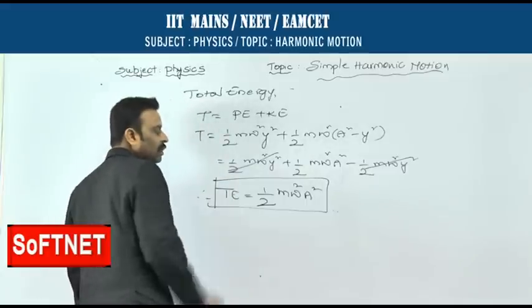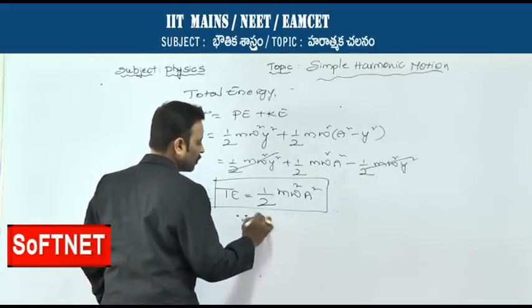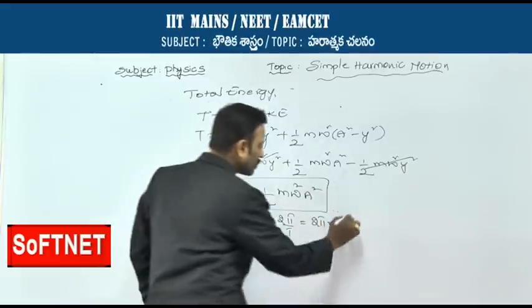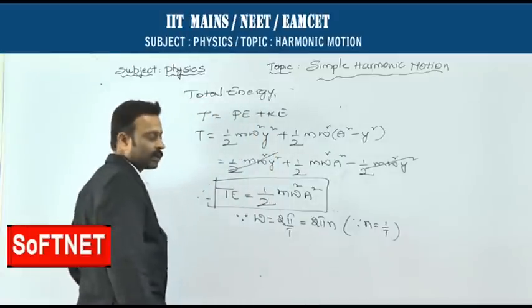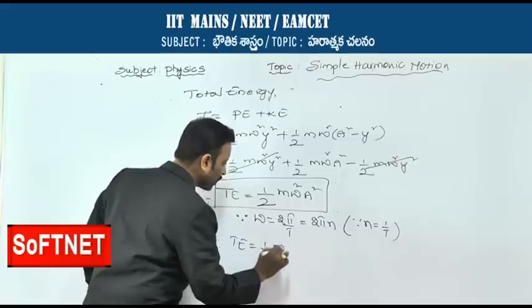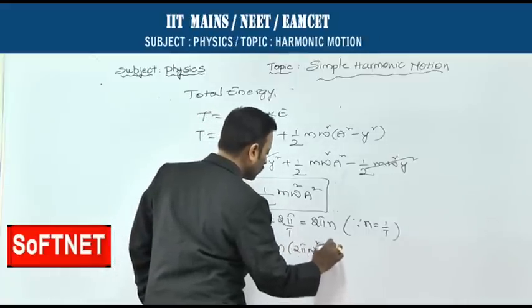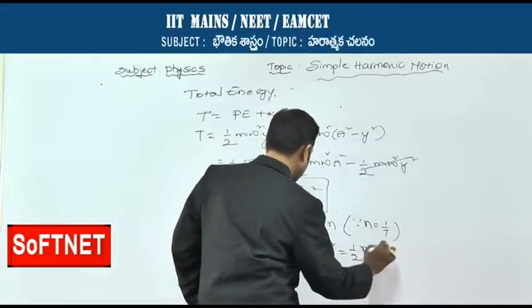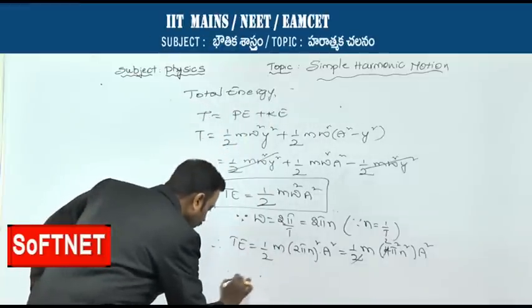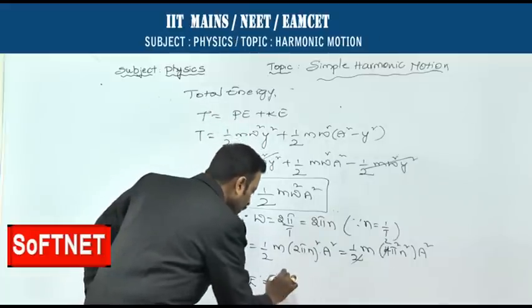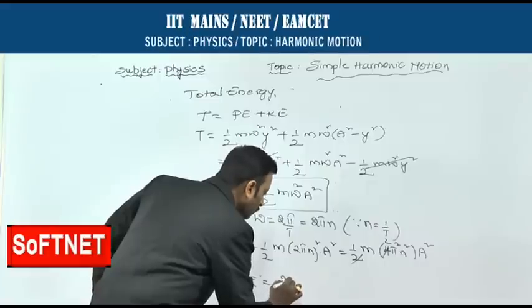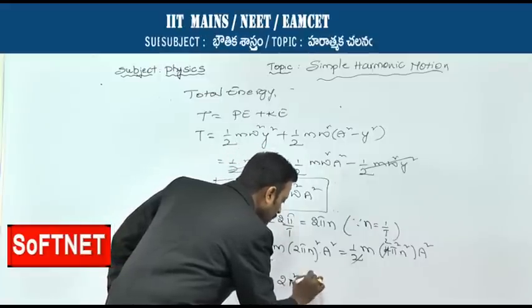This is one of the relations to calculate total energy. Moreover, since omega is equal to 2 pi by T or 2 pi into n, because frequency is the reciprocal of time period, substitute the value of omega as 2 pi n in this equation. Therefore, one more formula for total energy: half m into 2 pi n whole square into A square, that is half m 4 pi square n square into A square. 2 cancels here twice. Therefore, one more formula for total energy is 2 pi square m n square A square.